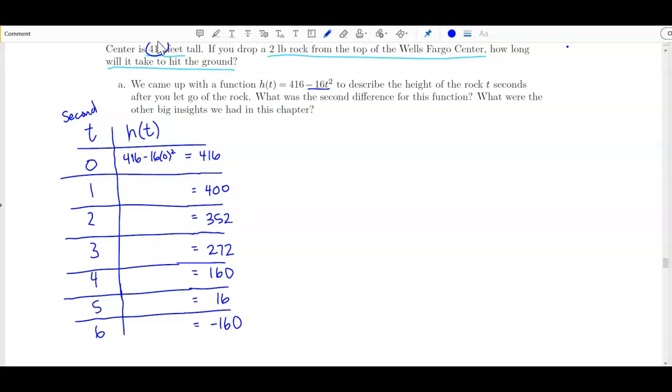So I want you to keep that in mind. This h of t is our height of the rock, right? So when the height is 0, that's when it's hitting the ground, okay? We'll come back to that in just a second. But let's answer the question that was asked here. It wants to know the second difference for the function. So you need to first figure out what the first difference is, just figuring out what number is being subtracted on these.